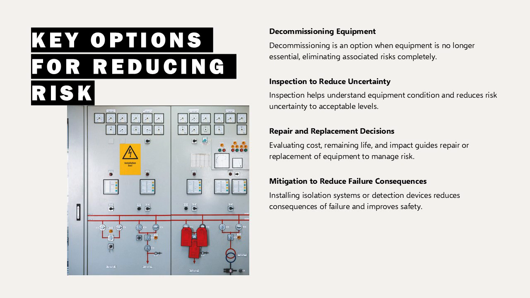Additional mitigation options focus on reducing consequences of failure, such as installing isolation systems or detection devices, or reducing probability of failure through material upgrades, design changes, or operational adjustments. Effective risk management often involves a combination of these strategies rather than reliance on a single action. The selected approach should be technically sound, economically justified, and aligned with safety and reliability objectives.